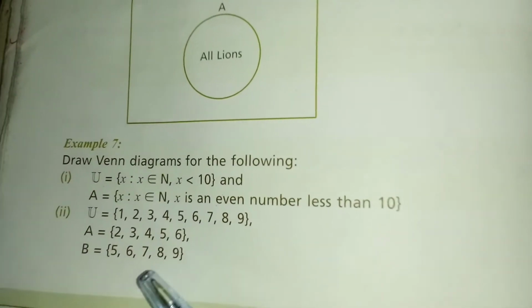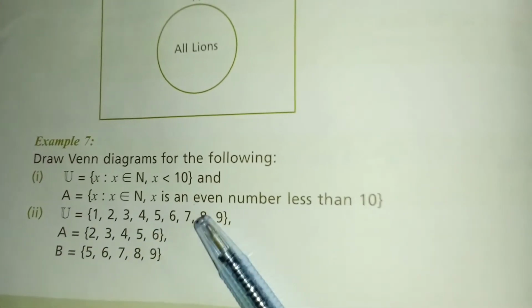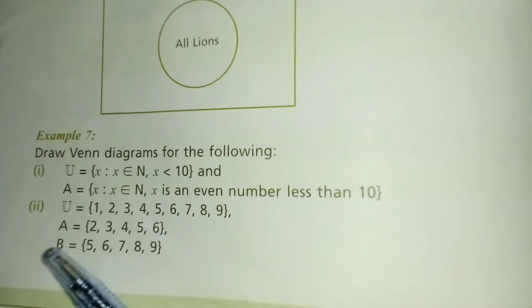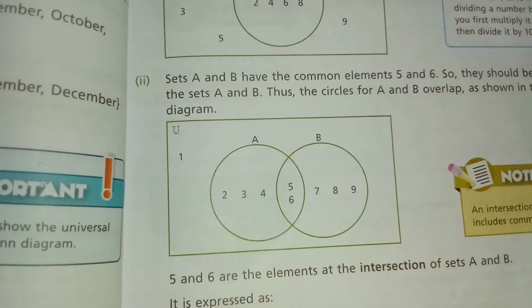Now we have to move to our next example. The universal set is equal to 1, 2, 3, 4, 5, 6, 7, 8 and 9. A is equal to 2, 3, 4, 5, 6 and B is equal to 5, 6, 7, 8, 9. Now we have to draw its diagram.